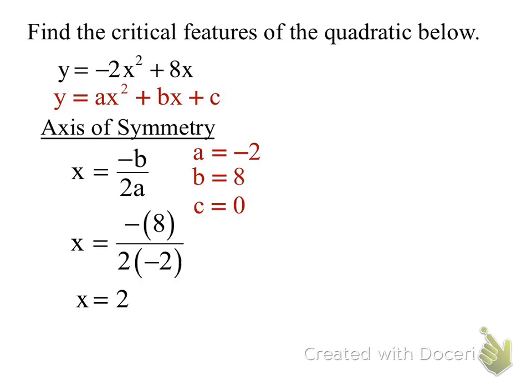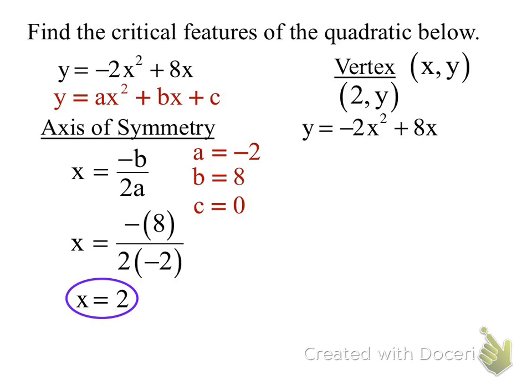Okay, what do I do with that next? You find the vertex? Okay, so what is that 2? It's the 2 in my vertex, the x in my vertex. Yes, so you put into the equation y equals negative 2x squared plus 8x the 2 for the x and solve. Good.